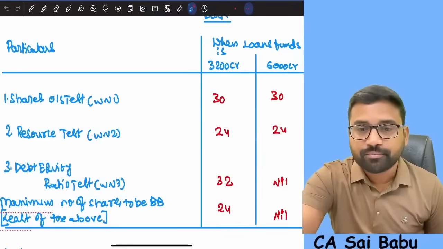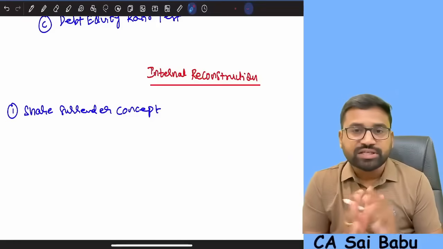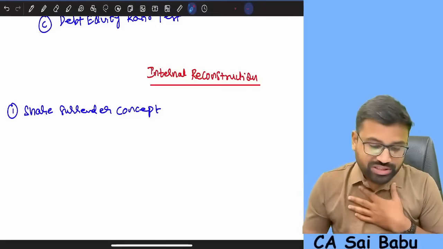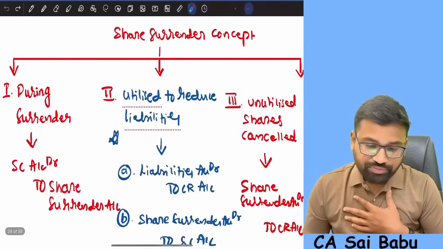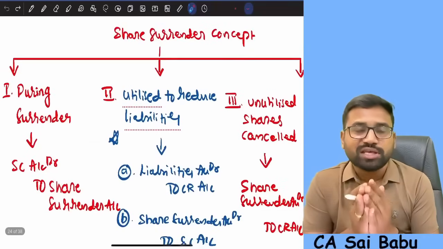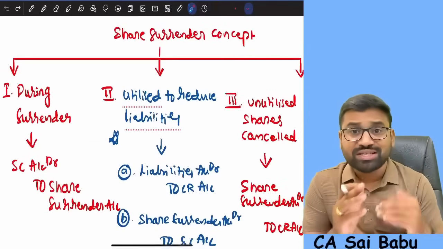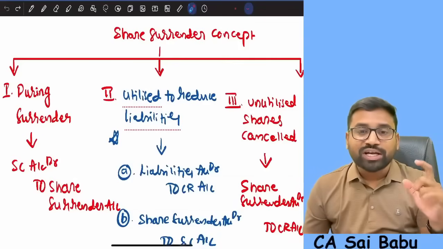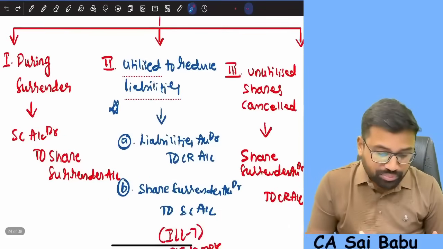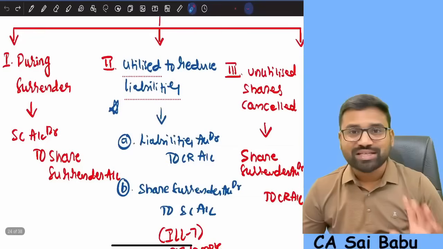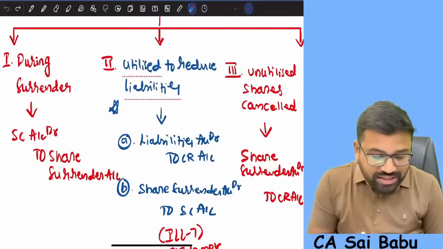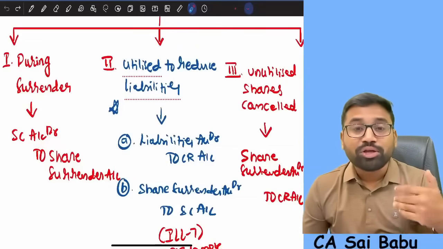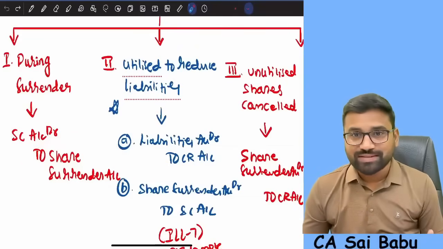That's it. Next, in internal reconstruction, I am going to cover one important adjustment, sir, that is the share surrender concept. During the internal reconstruction scheme, if any of the existing shareholders surrender any of the shares to the company, share capital account debit to share surrender account. The company will write share capital to share surrender account. Now this share surrender account may be utilized by the company to settle the liabilities.